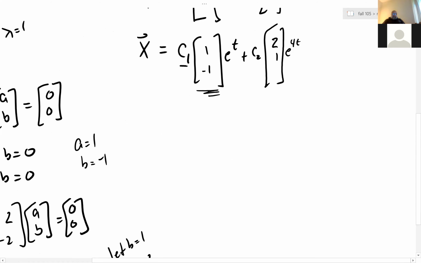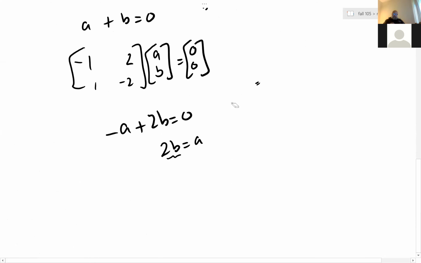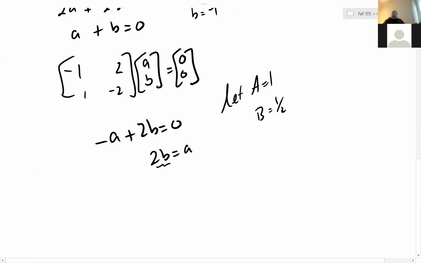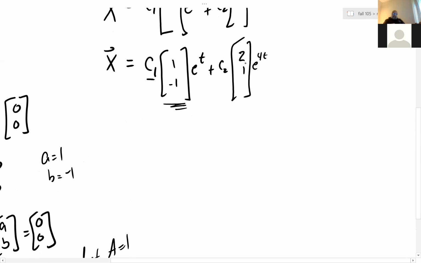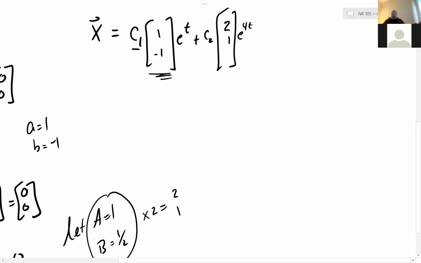Now someone else might say, well, I let a equal 1. Okay, that's nice. So if you let a equal 1, that means b is equal to a half. But you'll notice it's still a 2 to 1 relationship. The top one is still twice as big as the bottom one. If I ever got to this situation, the very first thing I would do is times by 2, and I would get something that didn't have a fraction in it. I like fractions more than the next guy, but there's no need to work with fractions if you don't have to.